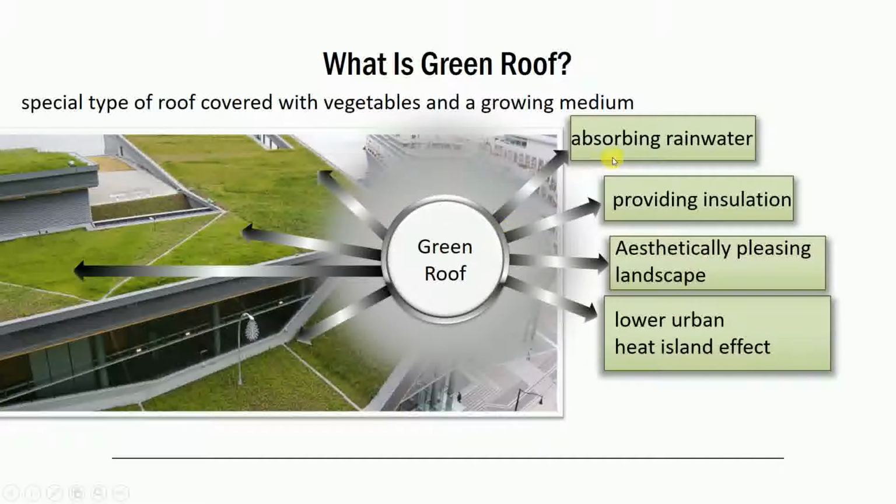There are some benefits: it absorbs rainwater and provides insulation in the building. And you see, when there is a concrete layer and there is a green layer, you most probably prefer the green layer. So it is an aesthetically pleasing landscape and it lowers the urban heat island effect. What is the urban heat island effect? I will talk about it later in my slides.